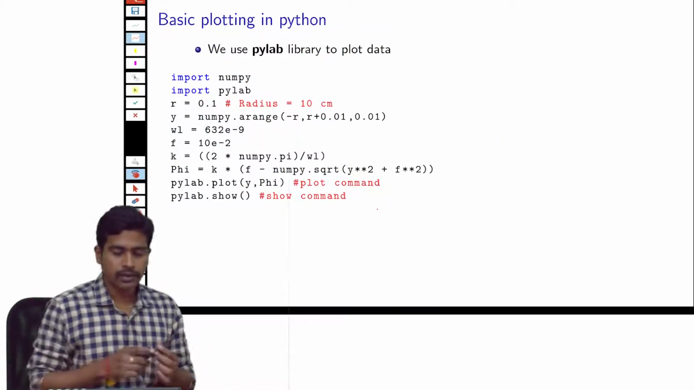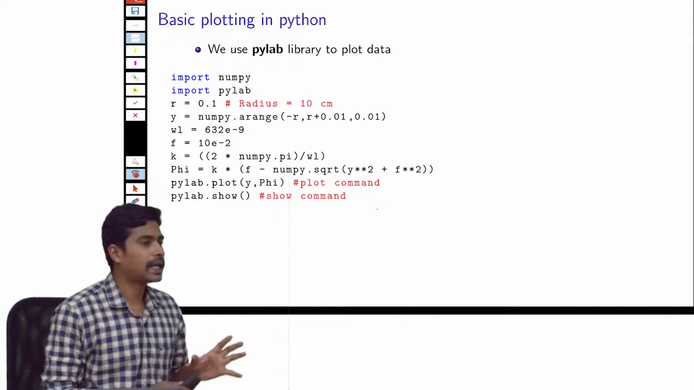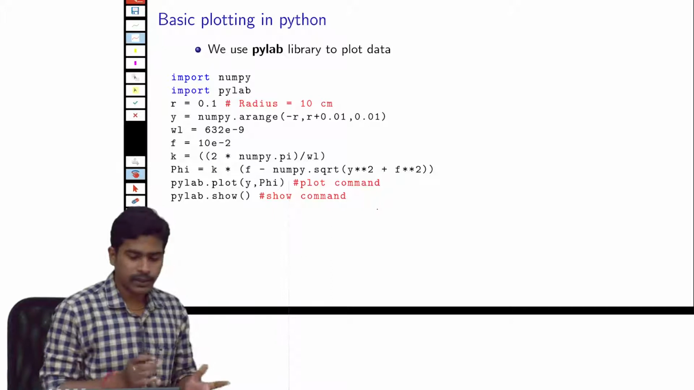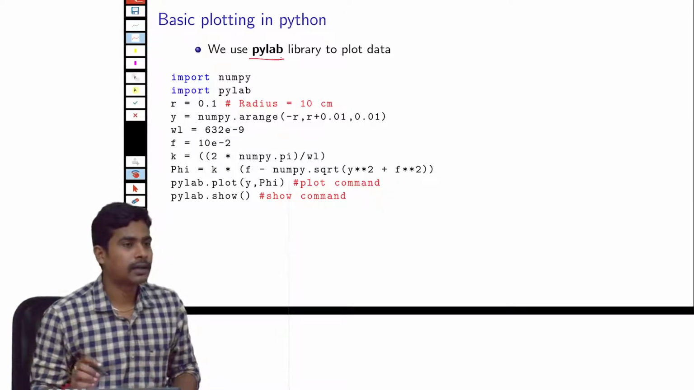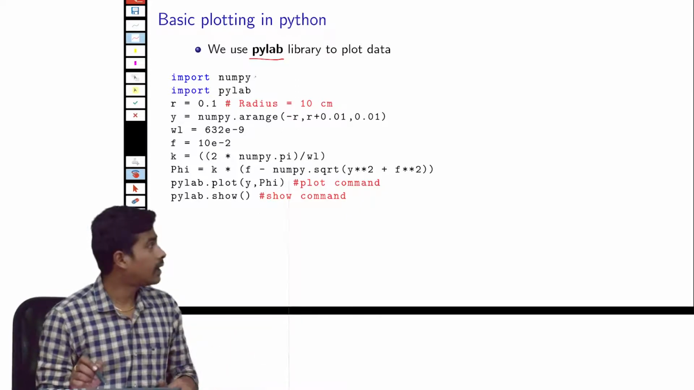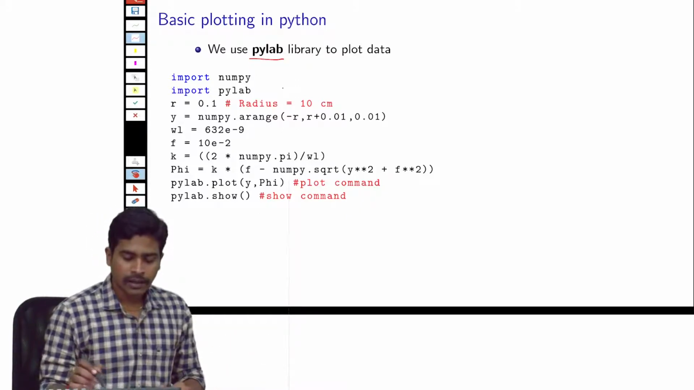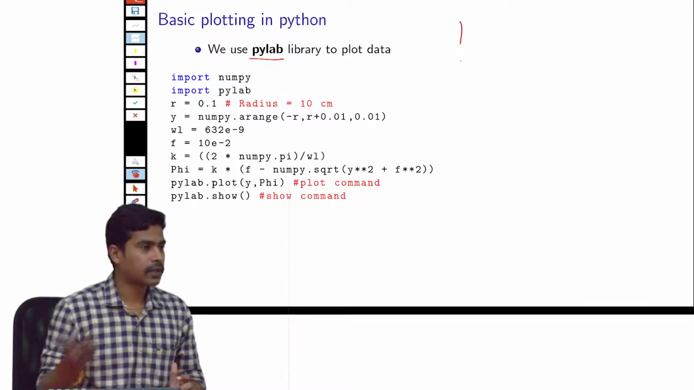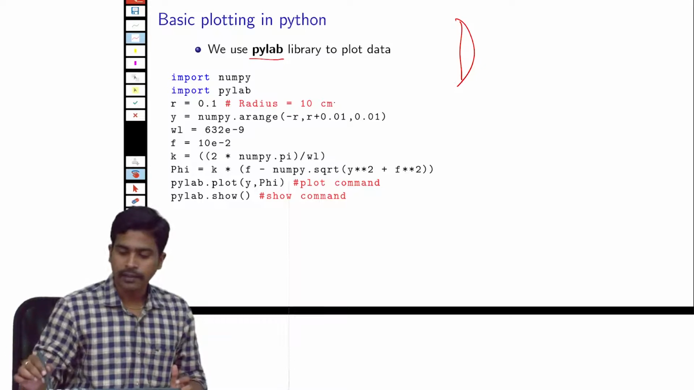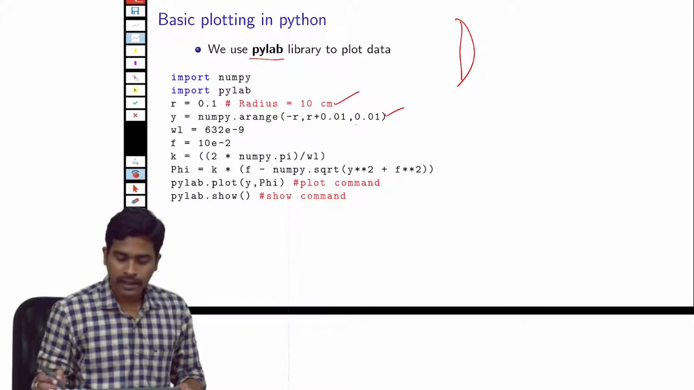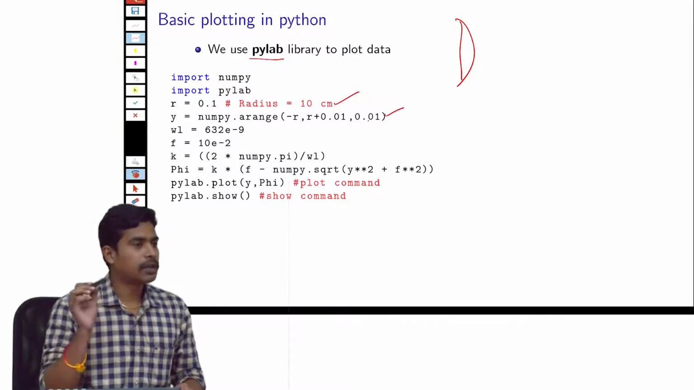Okay, so now we have seen how to calculate mathematical expressions using NumPy. Now let's see how to plot them in Python. It's very easy. In order to plot data in Python, you have to use a library called PyLab. Just like NumPy, it's another library. In this example, what I'm going to plot is the phase function of a lens that we have seen before. The radius of the lens is 10 centimeters, and I am sampling this 10 centimeter radius at an interval of 0.01.